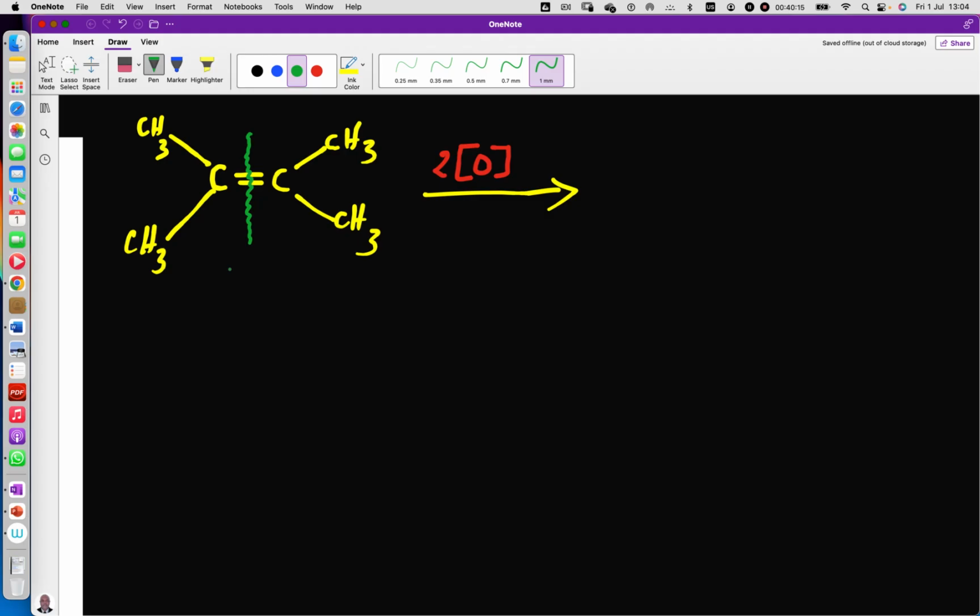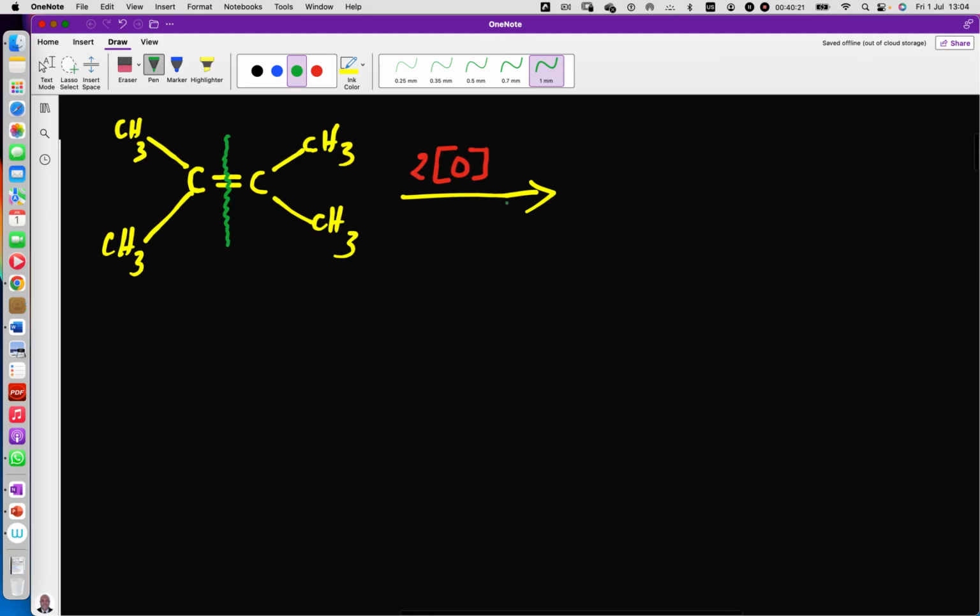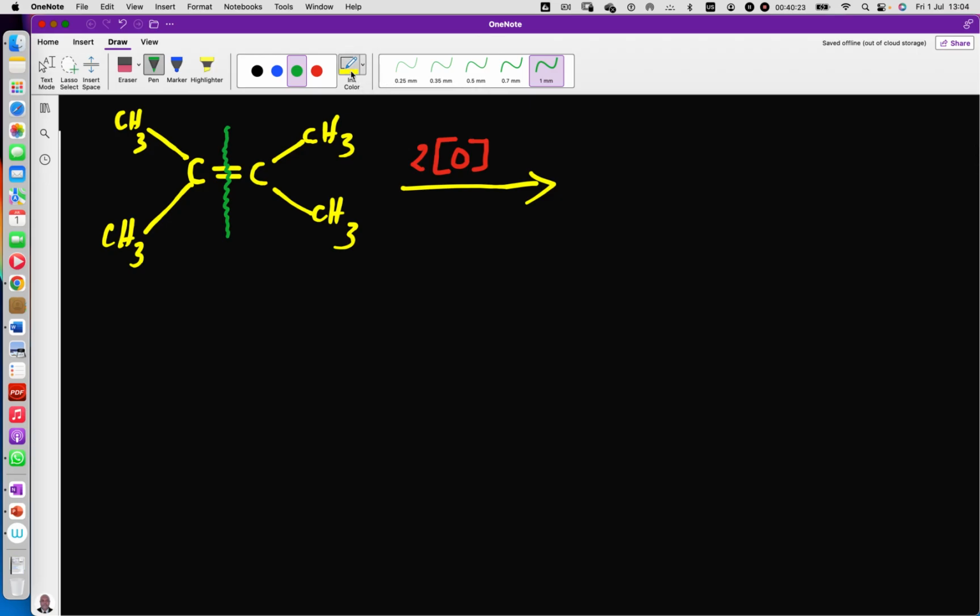And when the double bond breaks, what happens? Oxygen will add to the two ends of the double bond. So see what happens here. If you need more details, just go back to our previous video on oxidation of alkene. These are the products that you are going to see.